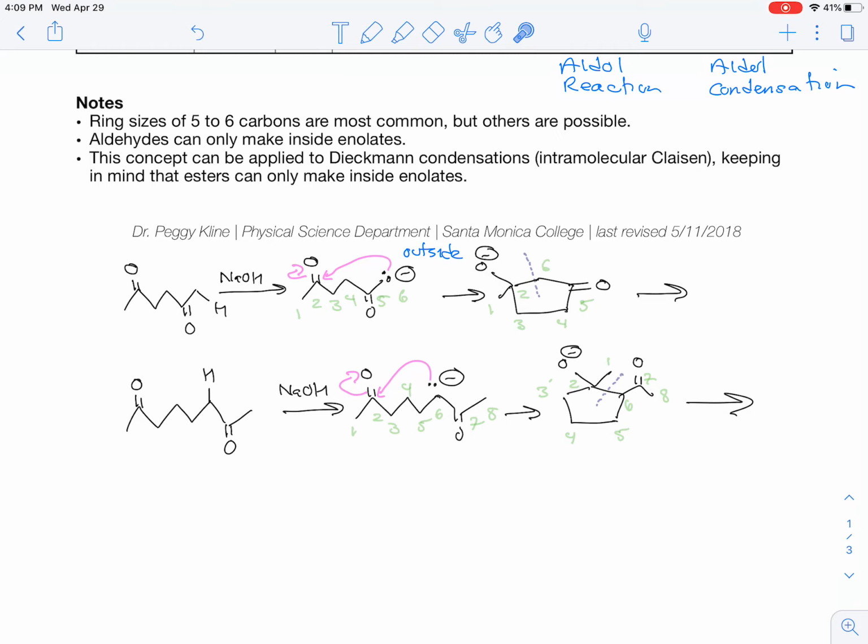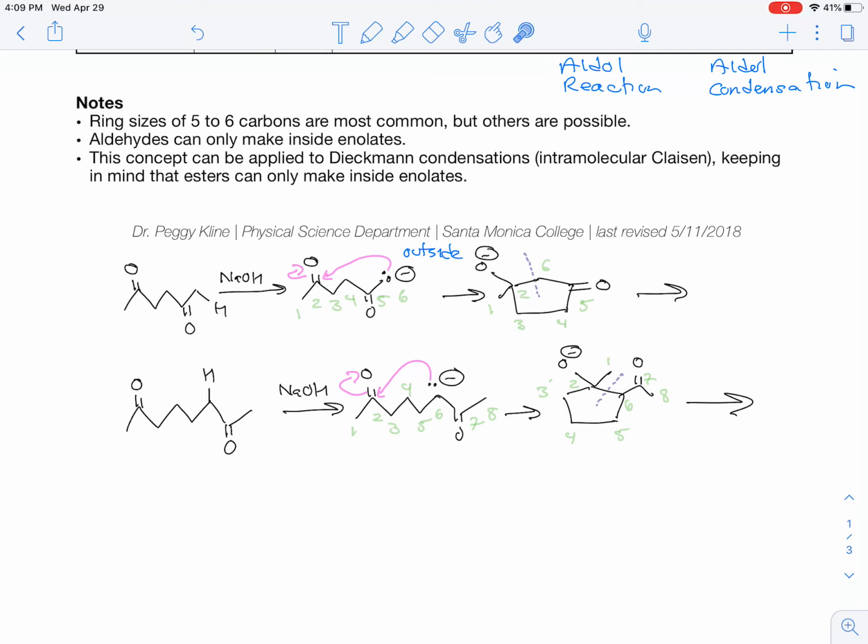So this would be the result of an outside enolate. This compound, actually either one of them, can either make an outside enolate or an inside enolate. But if it makes an outside enolate, the size ring that we're going to end up with is a 1, 2, 3, 4, 5, 6, 7. And that's not particularly likely. So we're going to go with the inside enolate, which would give us a 1, 2, 3, 4, 5 membered ring from this 1, 2, 3, 4, 5, 6 dicarbonyl.